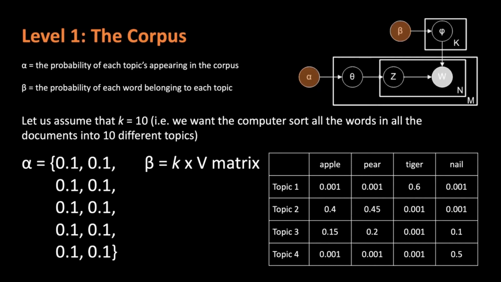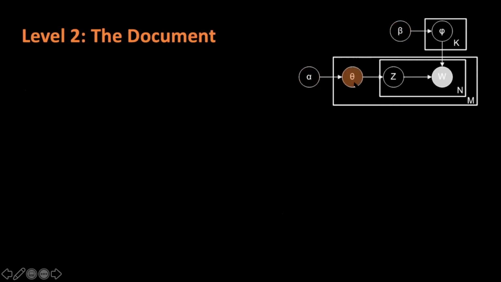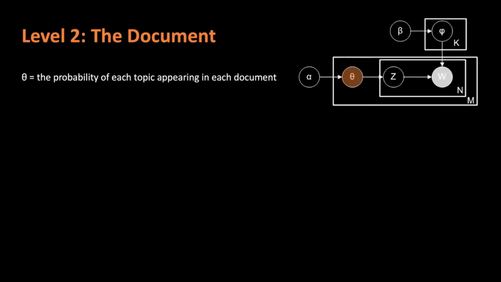Within the square, M refers to the number of documents, N refers to the number of words in the corpus, M is the number of documents in the corpus. So for each document in the corpus, the model is going to learn a theta. So if you have 1,000 documents, then the model will create 1,000 things called theta, one for each document. What is theta? You can possibly guess. Theta is the probability of each topic appearing in this document.